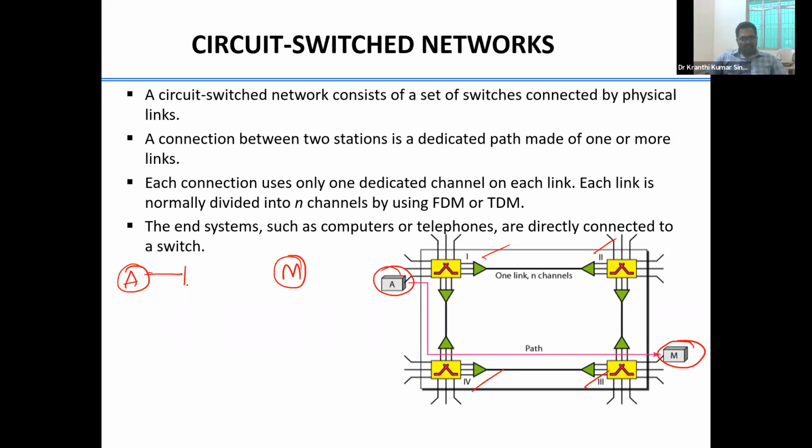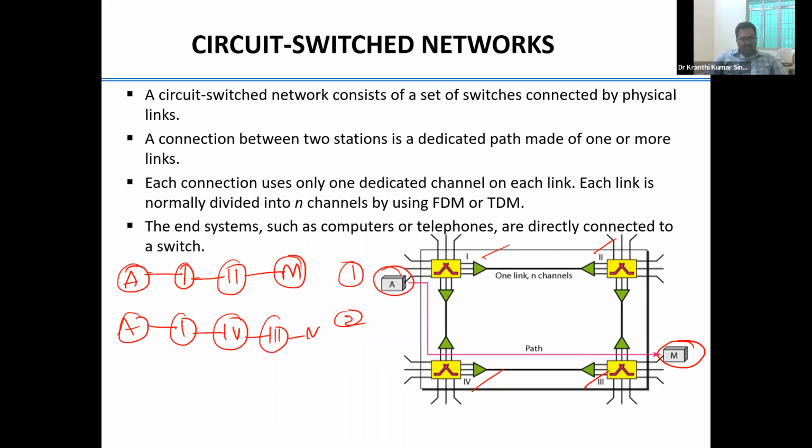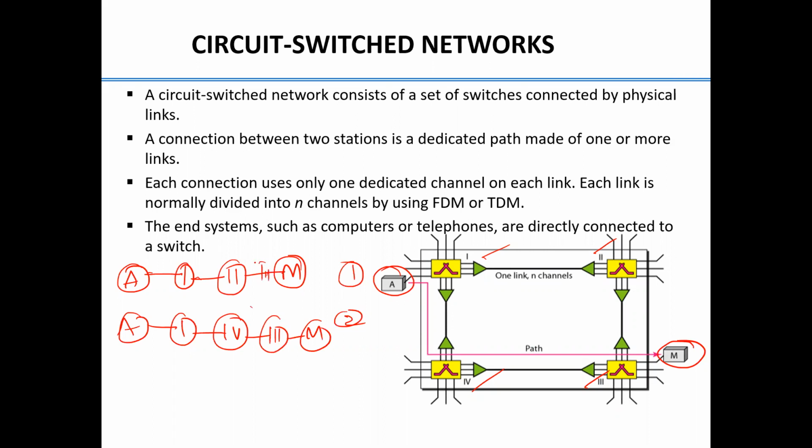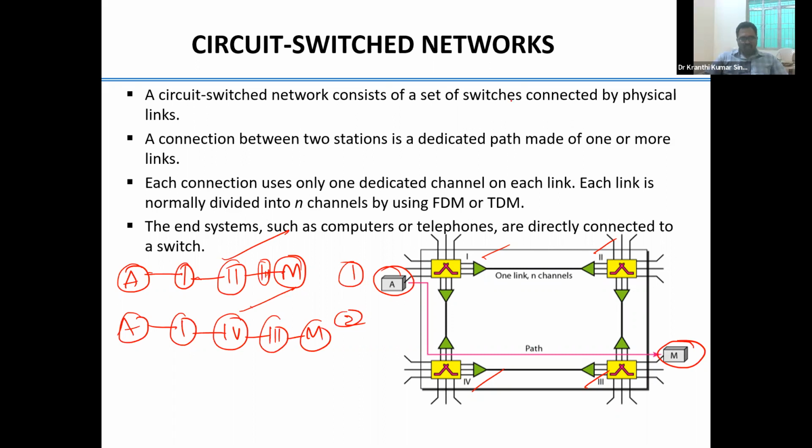A reaches switch 1, switch 1 reaches switch 2, switch 2 reaches M. One possibility. What is the second possibility? A to switch 1, switch 1 to switch 4, switch 4 to switch 3, and M. Yes or no? Yes. Either this way or this way. So in this way, we can set up the connection.